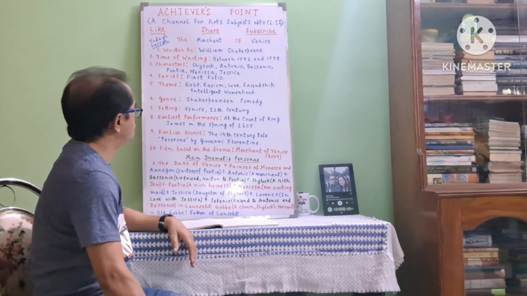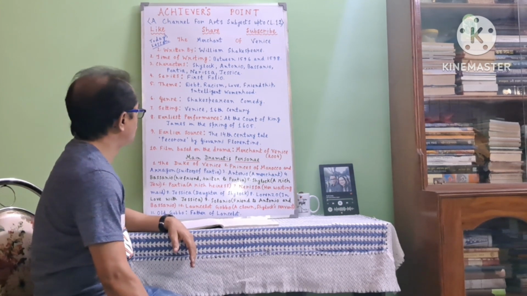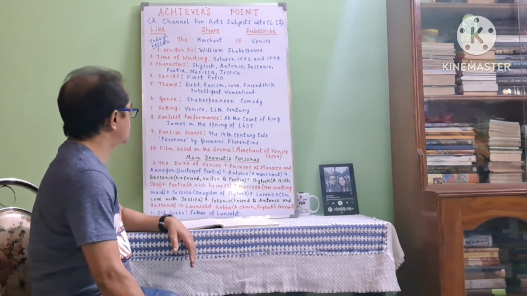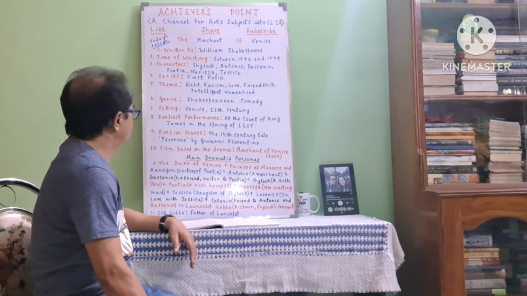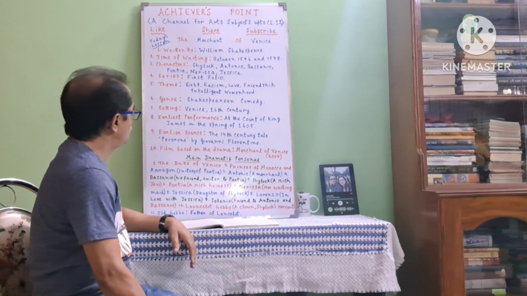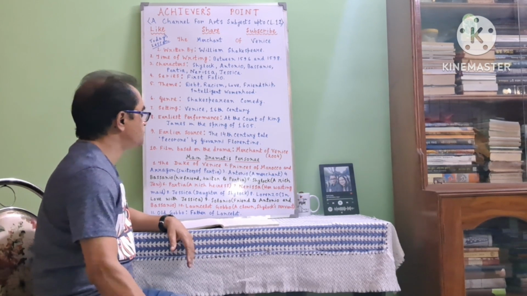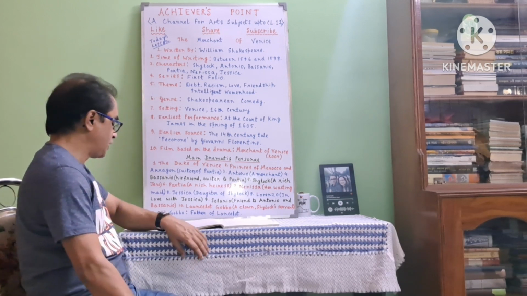Earliest performance of this drama was held at the court of King James in the spring of 1605. There is an earlier source also, the 14th century tale Il Pecorone by Giovanni Fiorentino. A film was also made on this drama, Merchant of Venice, that was released in 2004. Now the main dramatis personae.